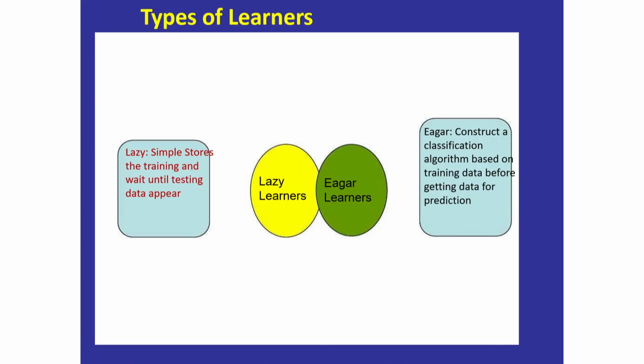There are always some students in the class who are very lazy in learning, and there are always some students who are very, very eager to learn. Similarly, you can have algorithms which are either lazy learners or eager learners. What are lazy learners? They simply store the training data and wait until the testing data appears. Do you understand that? Well, let me explain.